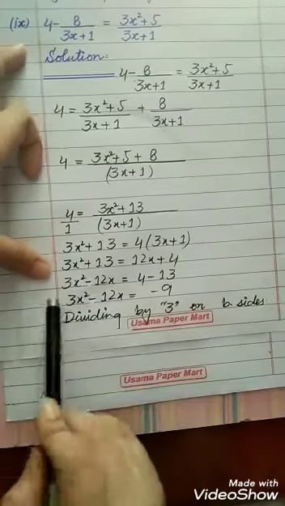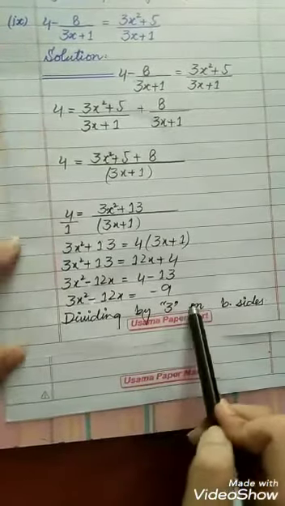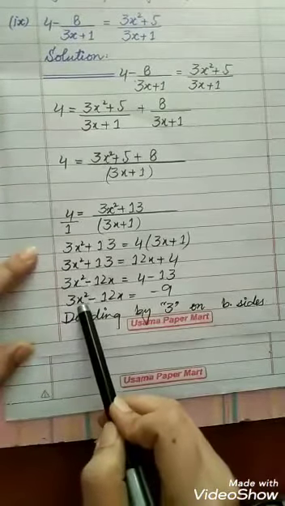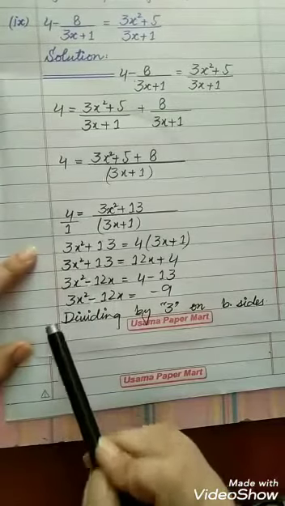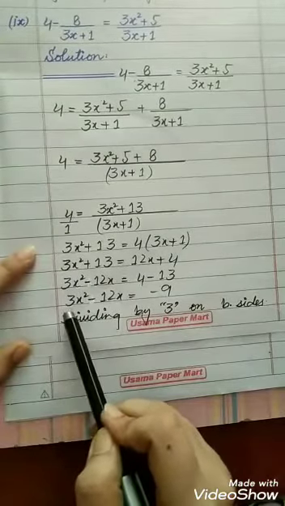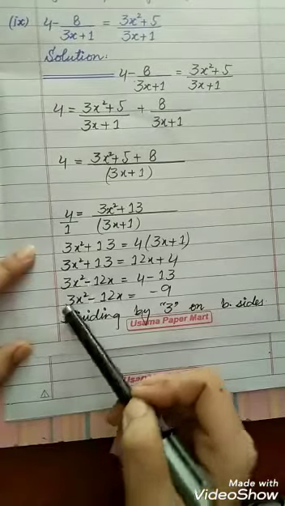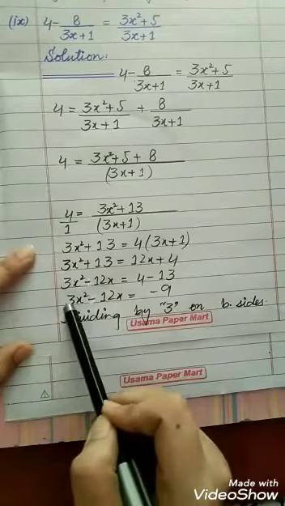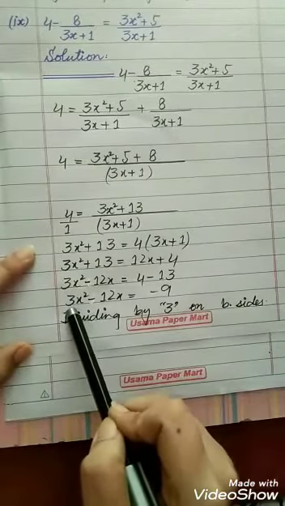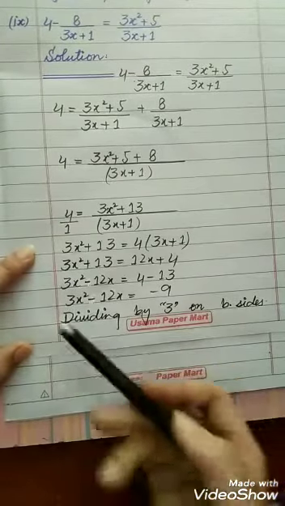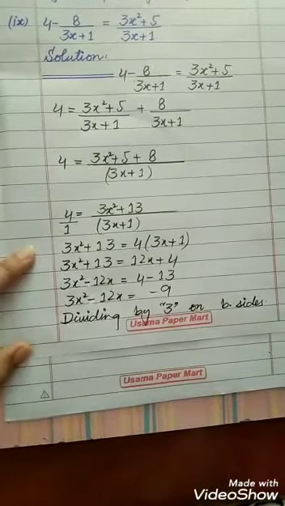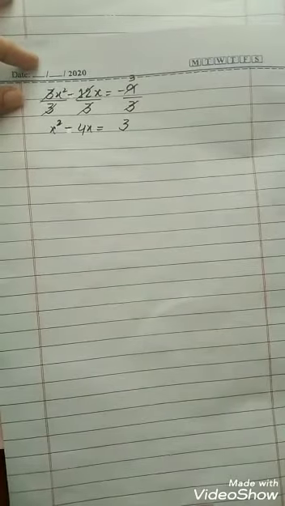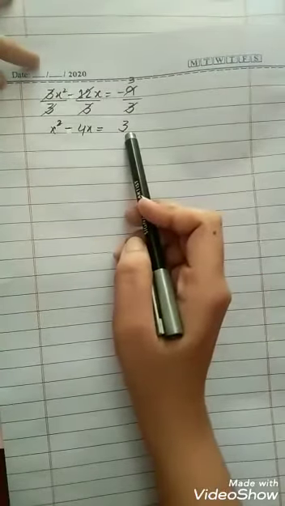What do we need? It is a quadratic equation, but it's not a perfect quadratic equation, because students, with x square we need a perfect complete square, or the coefficient should be 1, but 3 is not a complete square. So what to do? We have to divide by 3 on both sides to make it 1, because we want to remove it. So after dividing, we got x square minus 4x is equal to 3.